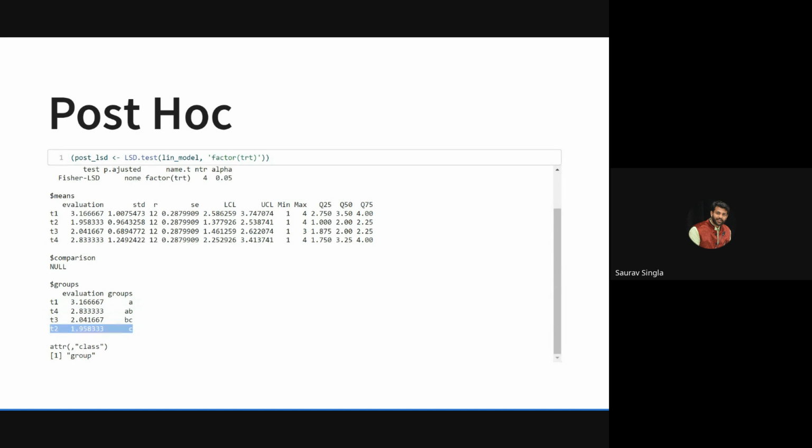Similarly, can you tell T1 and T3, are they significantly different or not? Different. Yes, they are different. Why? Because they do not share any common character. Also, the difference between their mean is greater than the least significant difference. Is this clear?